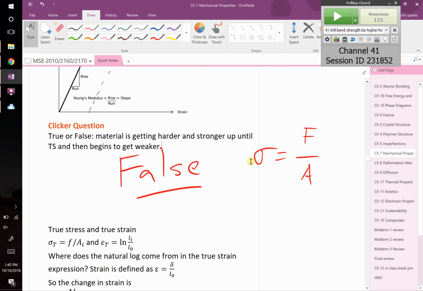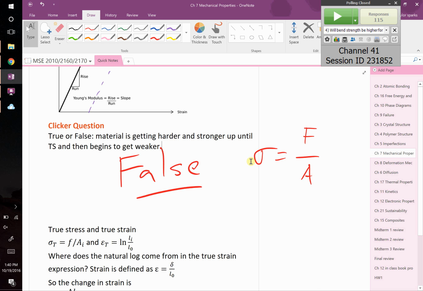Imagine silly putty, right? Taffy. I should bring taffy for this. You've got taffy, you're pulling on it. After it starts necking down, you don't have to pull as hard. It's like finishing up. So you're applying less force, but stress in actuality is still going up. It's just that the cross-sectional area is going way down.